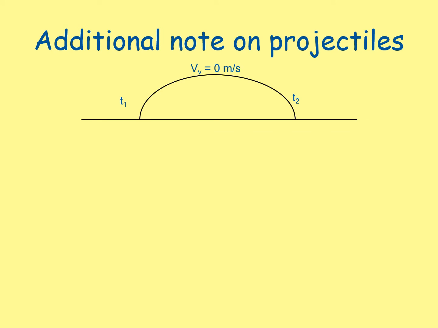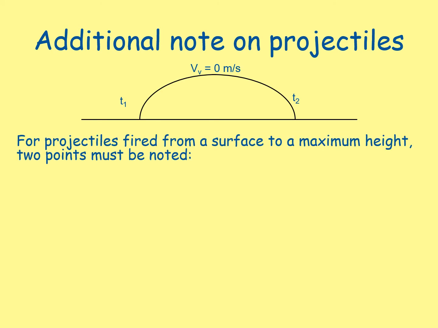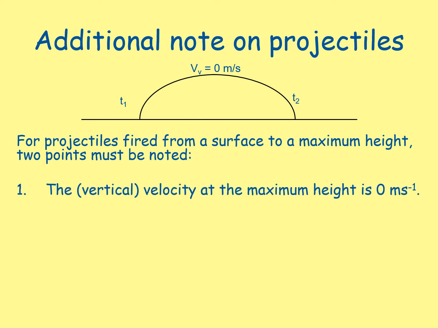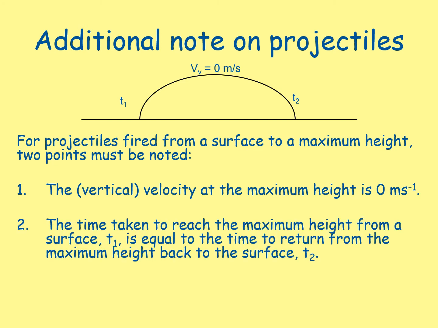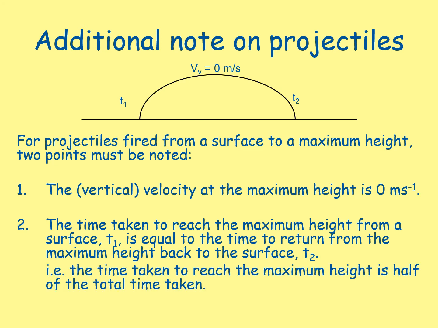An additional note on projectiles. For projectiles fired from the surface to a maximum height, 2 points must be noted. 1. The vertical velocity at the maximum height is 0 meters per second. 2. The time taken to reach the maximum height from a surface, t1, is equal to the time to return from the maximum height back to the surface, t2, i.e. the time taken to reach the maximum height is half of the total time taken.